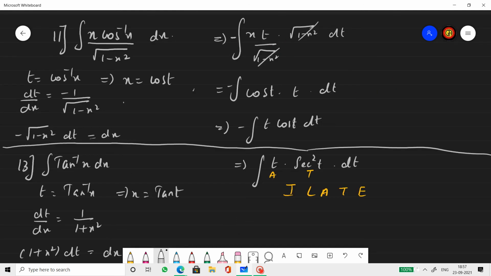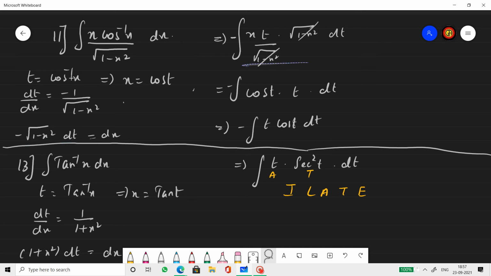Question number 11. Integrate x cos inverse x by root over 1 minus x square. Since t is cos inverse x, dt by dx will be minus 1 by root over 1 minus x square. So minus root over 1 minus x square into dt equals dx. Usually we substitute x in terms of t, but here there is no need, because we have a root over 1 minus x square in the question, and this will get cancelled with this. So I am directly substituting dx as minus root over 1 minus x square into dt.